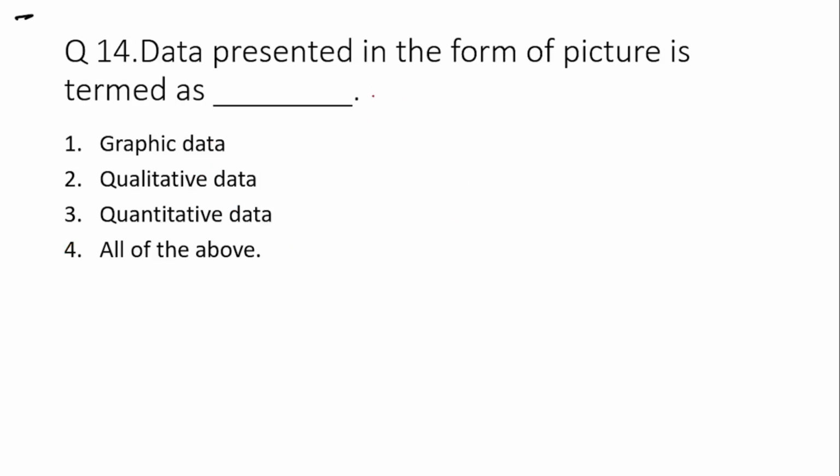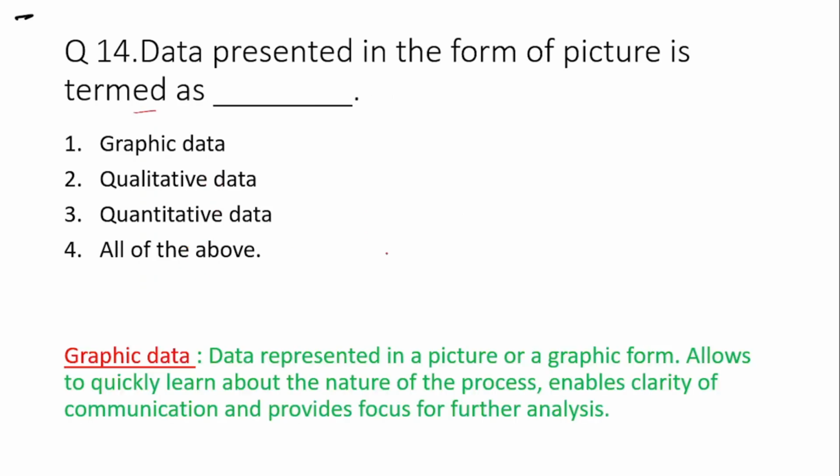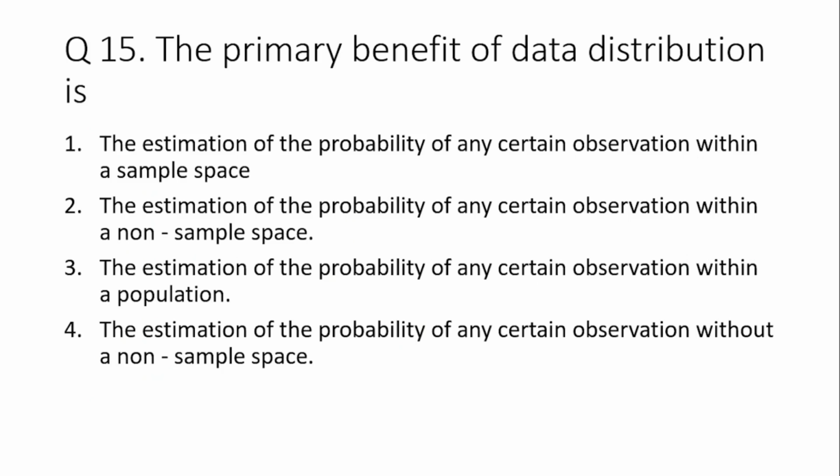It says data presented in the form of a picture is termed as graphic data, qualitative data, quantitative data, or all of the above. Okay, so the data represented in a picture or a graphic form is basically called graphic data, right? It allows us to quickly learn about the nature of the process, enables clarity of communication, and provides focus for further analysis. So the correct option in this case would be option number 1. Moving on to the next question.